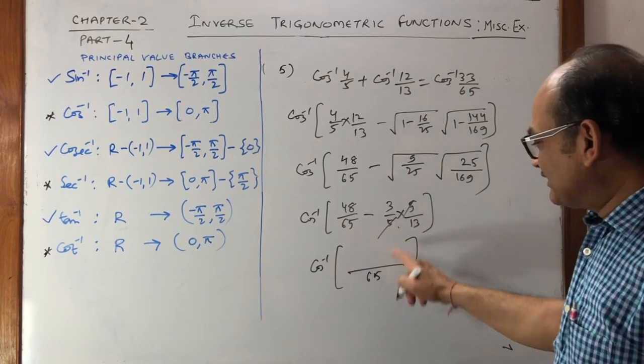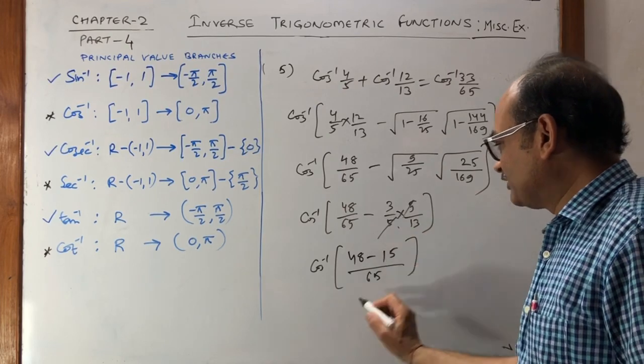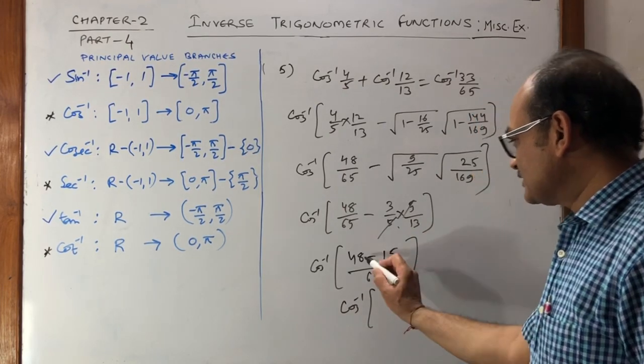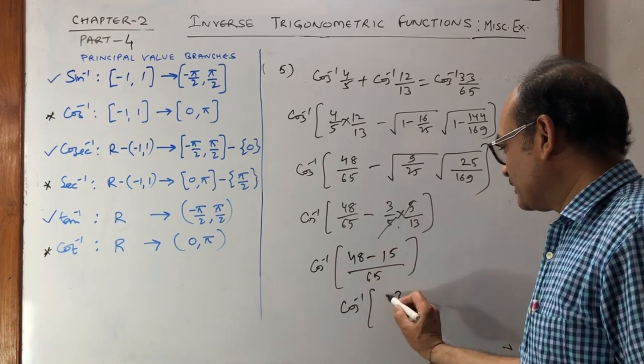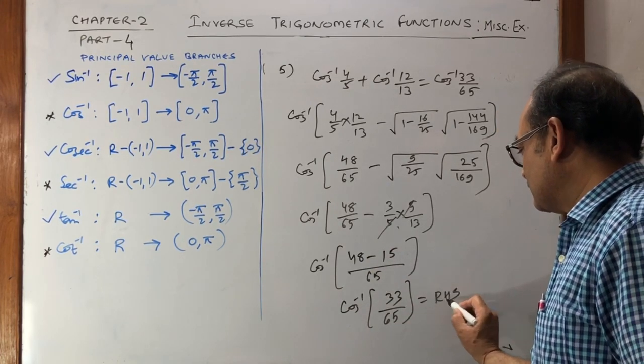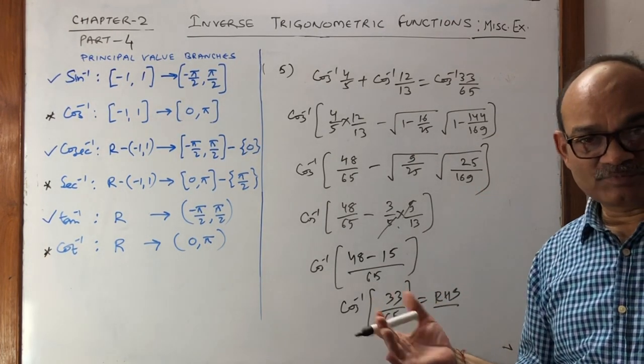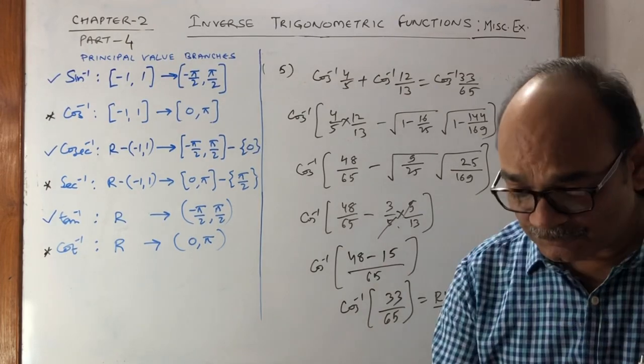So 65 and 13: 48 minus 5 times 3, that is 15. What we are getting? Cos inverse of 48 minus 15, that is 33, over 65. This is nothing but the RHS, 33 by 65. Hence proved. Now one more question.